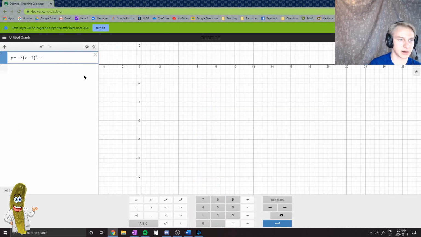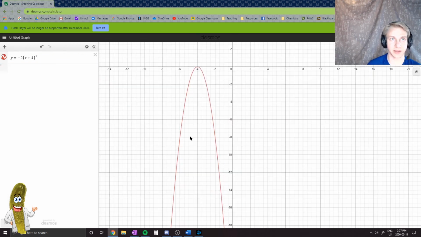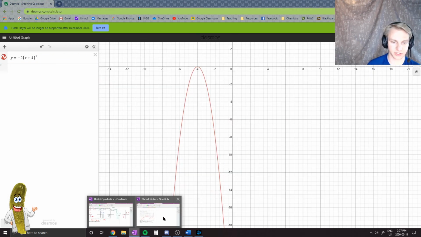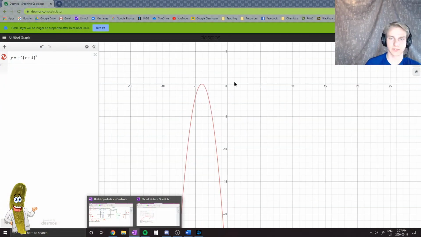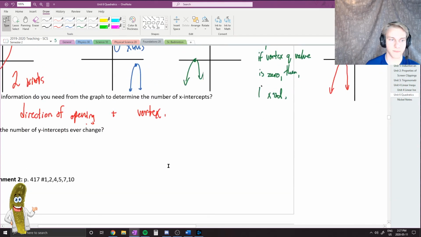Checking it in our Desmos, we have y is equal to negative 2 (x plus 4) squared. And you can see that there is our graph. I think I actually drew this on the wrong side, didn't I? No, I did it on the right side. Awesome. So that's what that graph looks like. Again, vertex at negative 4 comma 0, and then it opens down, so it only crosses the x-axis at one point.